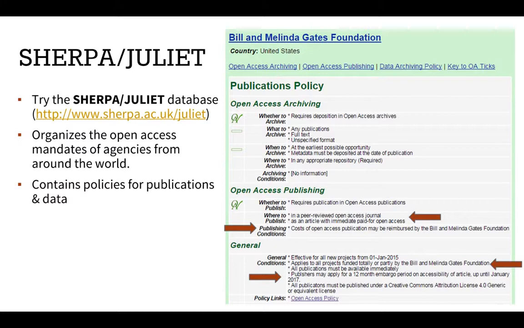Notice this screenshot from SHERPA/JULIET that examines the publication policies of the Bill and Melinda Gates Foundation. As of January 1st, 2015, the Gates Foundation is requiring that you publish in a peer-reviewed open access journal or as an article in a traditional journal with paid-for open access, or gold open access. This mandate applies to all projects that are totally or even partly funded by the foundation. They're going to allow publishers a grace period of 2 years in which they can put an embargo on the publication, but they will no longer have that option available after 2017.